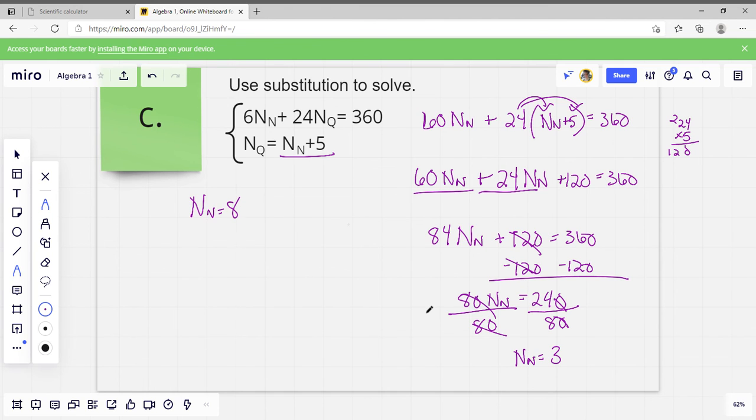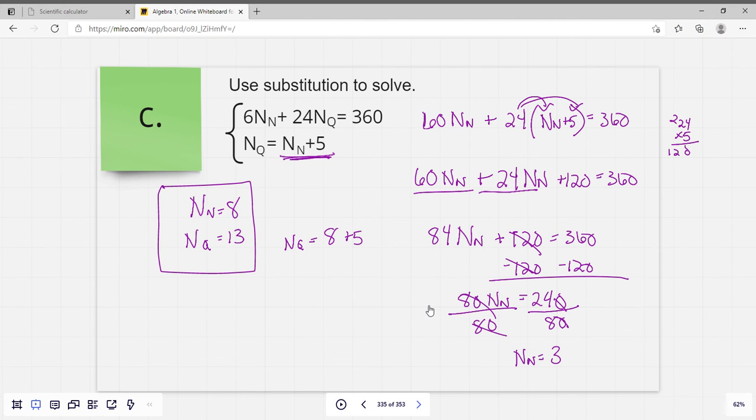Okay, so now we need our number of quarters. It equals the number of nickels, which is 8, plus 5. And 8 and 5 would be 13. Yep, that's correct. There's that one.